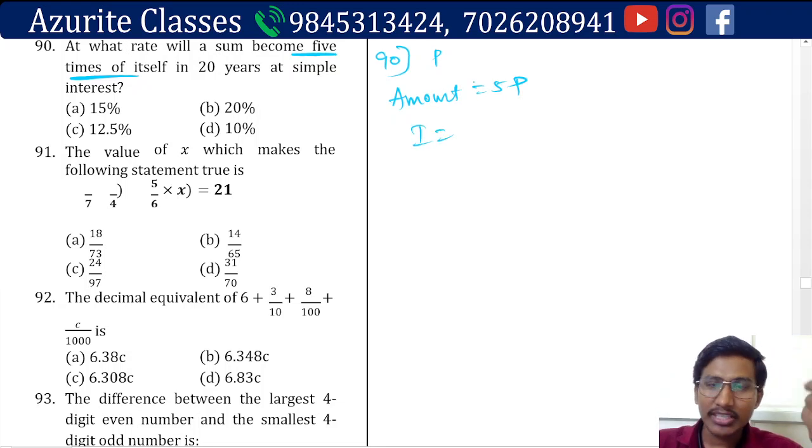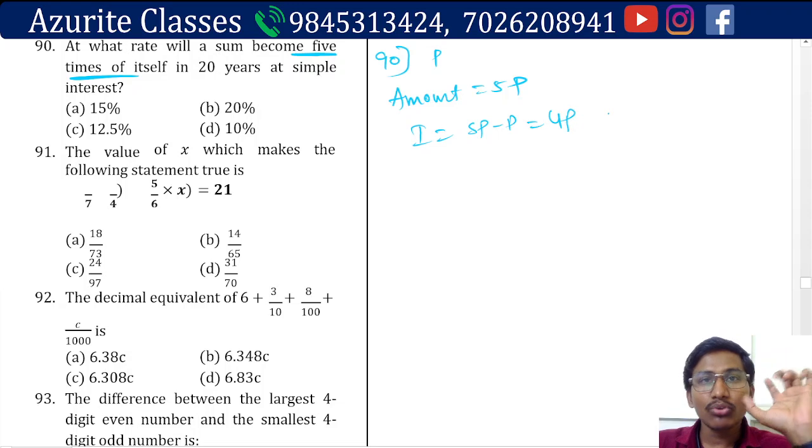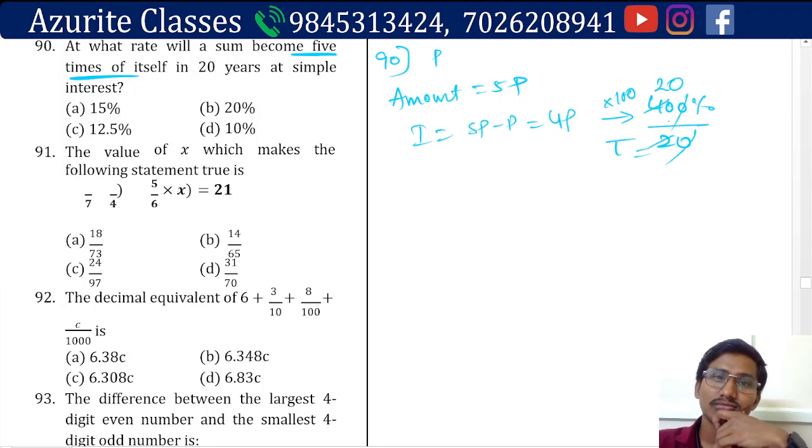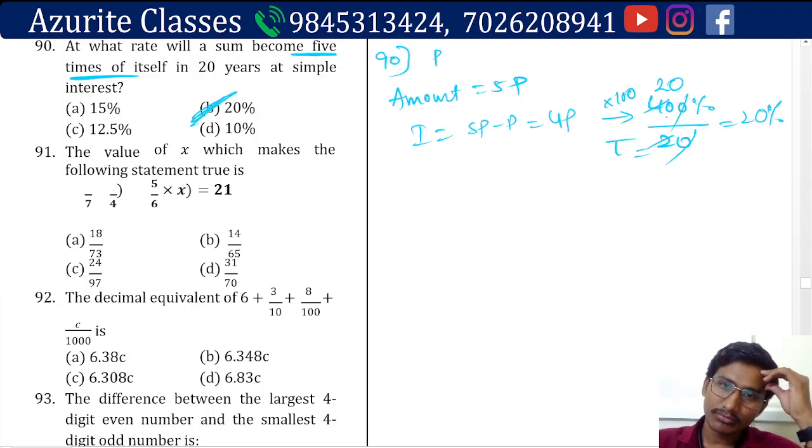So interest should be 4 times: 5P minus 1P, that is 4 times. 4 times means 400%, right? So multiply with 100, and the time is 20. You should divide with the time, so you'll get the answer. 2 zeros cancel with the 20s, so 20% will be the answer, option B. This is the shortcut formula for this question. So what is the shortcut formula?